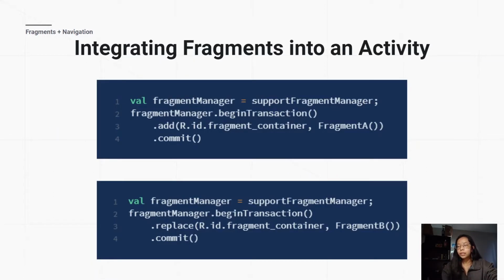And these are just code snippets of what that might look like. It's actually very simple and doesn't require a lot of lines of code. So you see here, we just call the fragment, we begin a transaction, and then we either add maybe a fragment to a container or we replace it. And again, Kevin will go into more details in the demo.